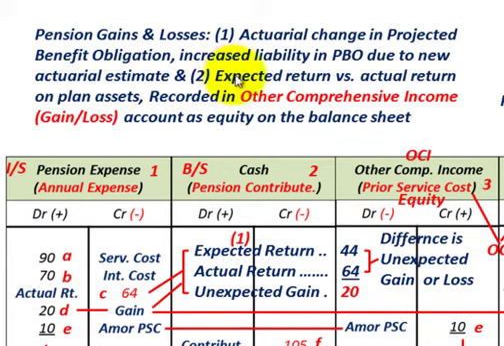And then secondly, our other gains and losses would be the expected return on the plan assets versus the actual return. So those are really the two types of gains and losses that we're going to have, and we'll go through a basic example here. These gains and losses would be recorded in other comprehensive income as a gain or loss, and this would be an equity account on our balance sheet.